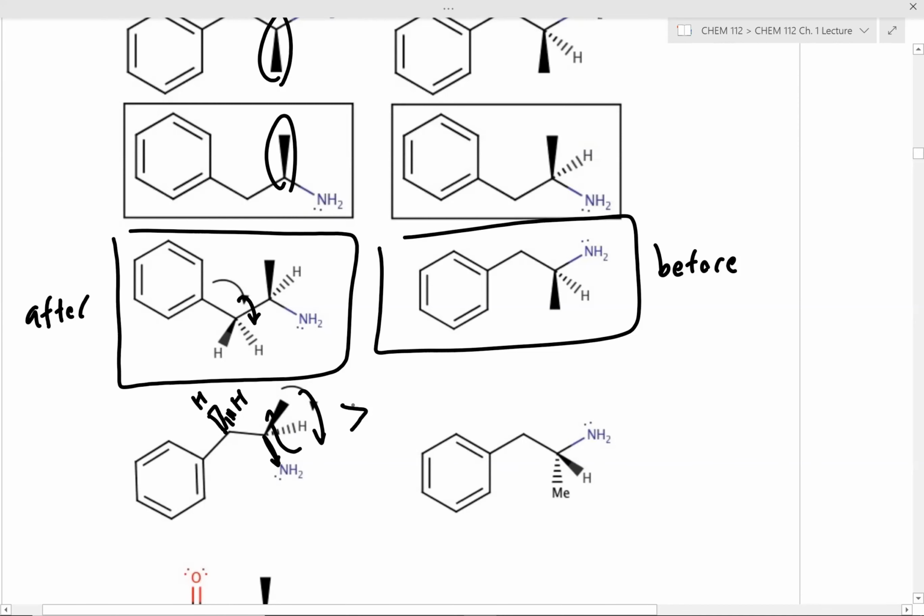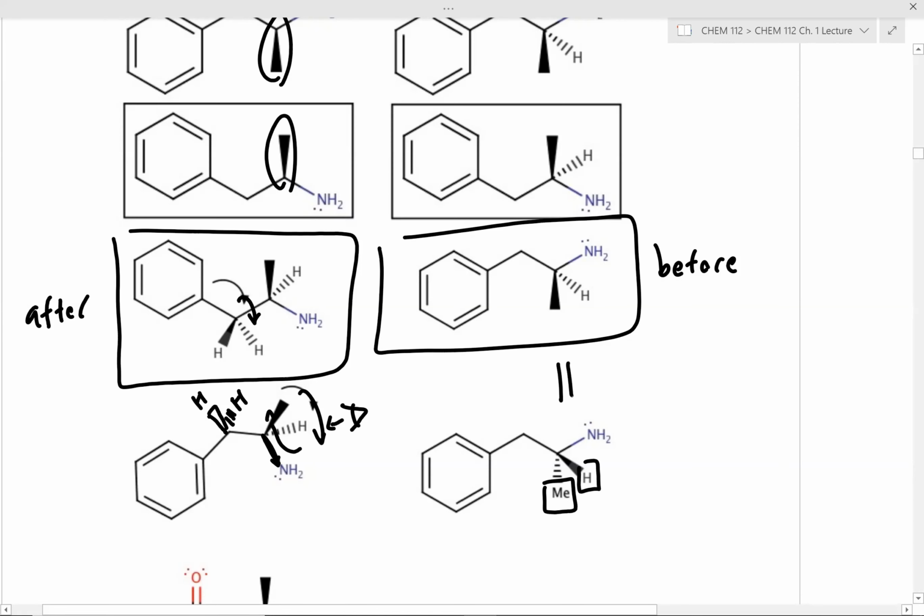I guess you can say, looking at it from this perspective, we're rotating it counterclockwise. So after rotation, this amine, instead of being in a line pointing towards us, is pointing away from us, and we now have our hydrogen pointing towards us, our methyl pointing away from us.